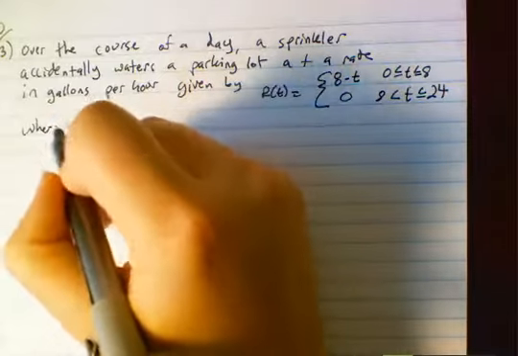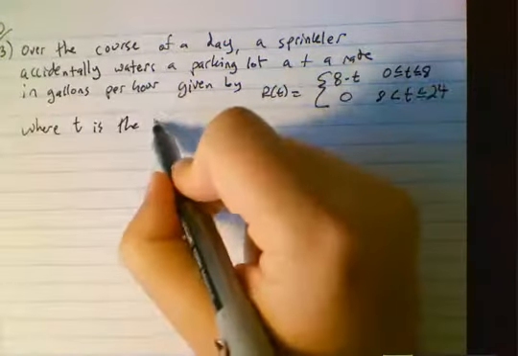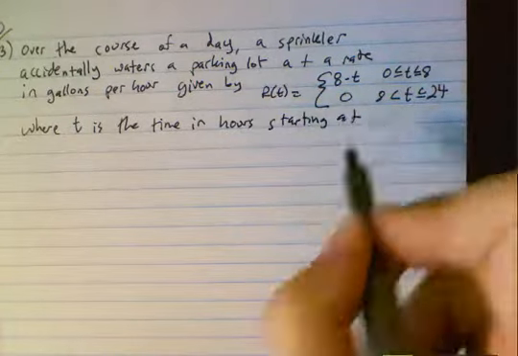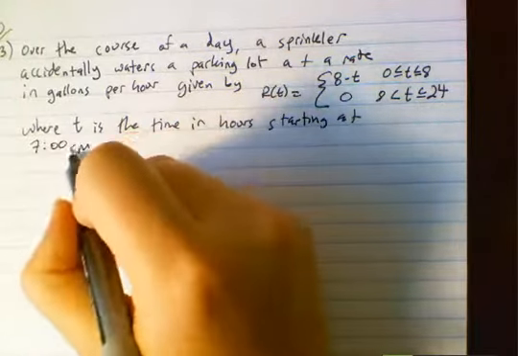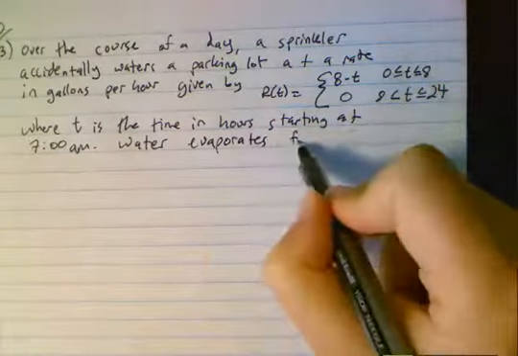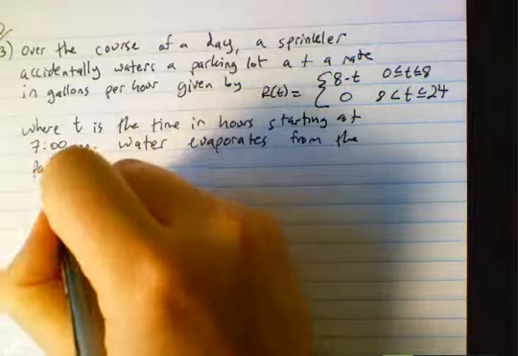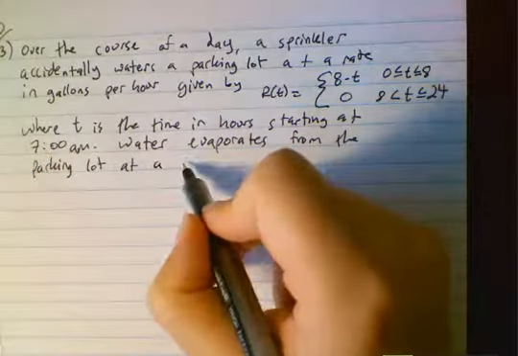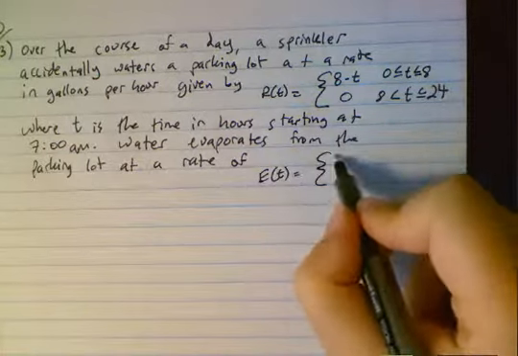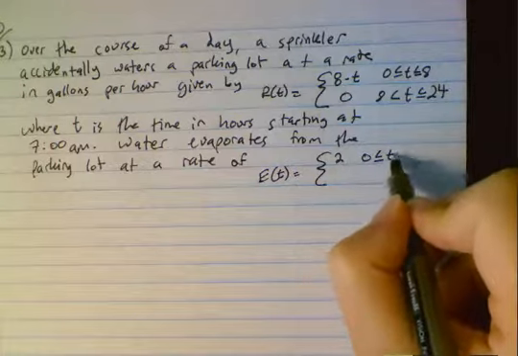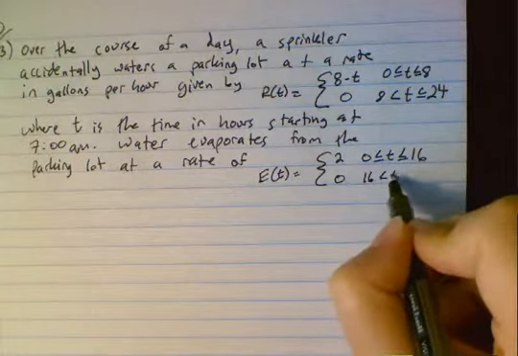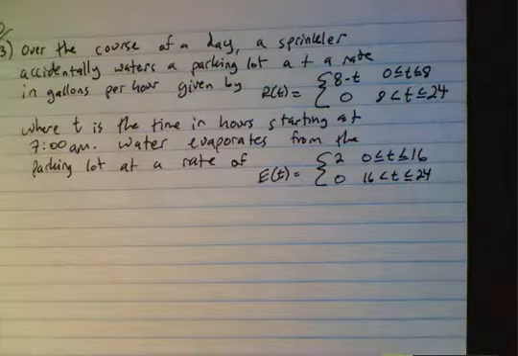where time t is the time in hours starting at 7 o'clock a.m. Water evaporates from the parking lot at a rate of E of t for evaporation equals 2 when t is between 0 and 16, and 0 when t is between 16 and 24.